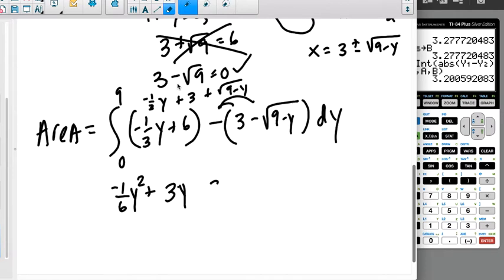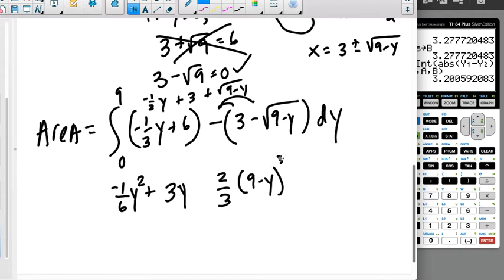And then what happens is when I integrate the stuff to the 1/2, it's going to be stuff to the 3/2. So I'm going to end up with a 2/3, stuff to the 3/2. But the trick is that since the stuff is negative, I'm going to end up with a negative in front here, because if I were to differentiate 9 minus y, I'd end up with a -1 each time. So I'm going to get this evaluated from 0 to 9, which is disgusting. I get it. It's no fun.